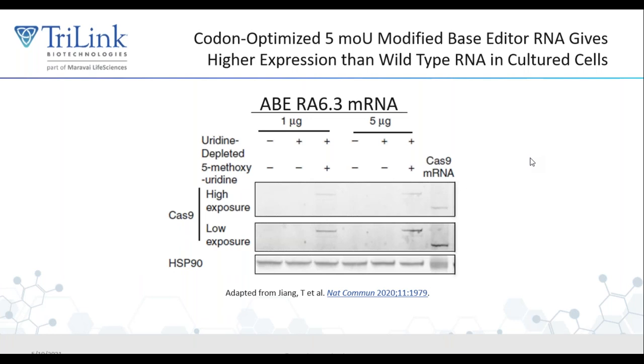So what we found lines up again with our expected conclusions. The modified and U-depleted base editor is comparative to our Cas9 control, while the non-U-depleted and wild-type sequences show very low to non-existent levels of expression. Even at the 1 microgram level, we're seeing expression of this base editor when using a uridine depletion and a 5-methoxyuridine. It's still showing up at 1 microgram and at 5 micrograms, and it's comparative to that Cas9 control, which we would expect to see a pretty good signal for.